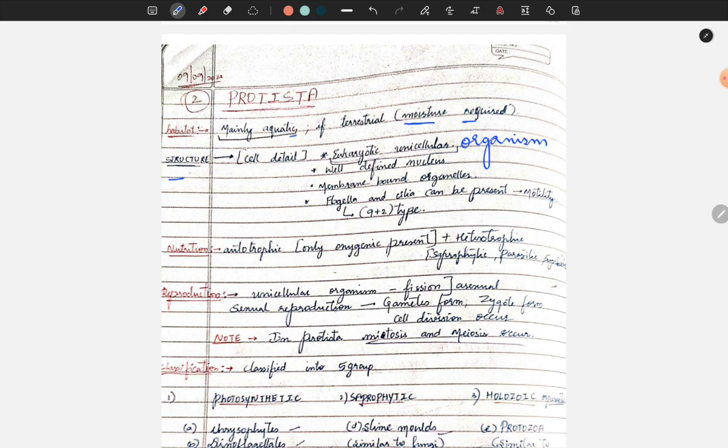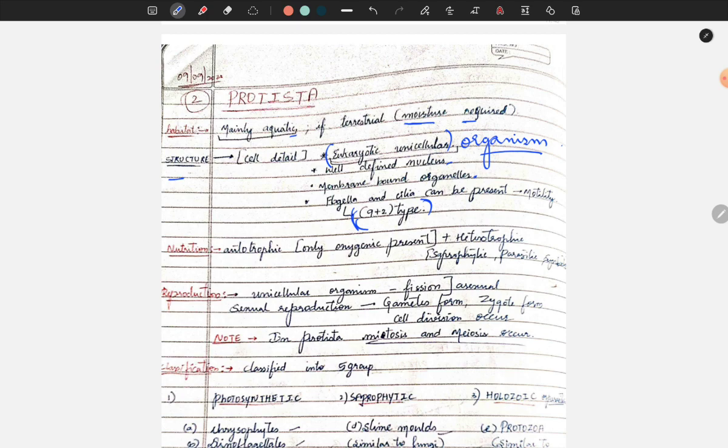Protista is eukaryotic unicellular. Remember, it is not eukaryotic multicellular, it is eukaryotic unicellular, and it has a well-defined nucleus, membrane-bound organelles, and flagella are present, which are of the 9 plus 2 type. I'm going to explain this in detail in the next coming chapters.